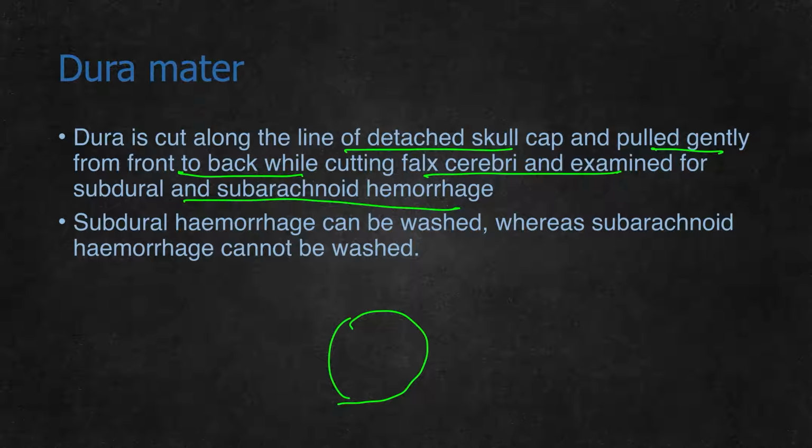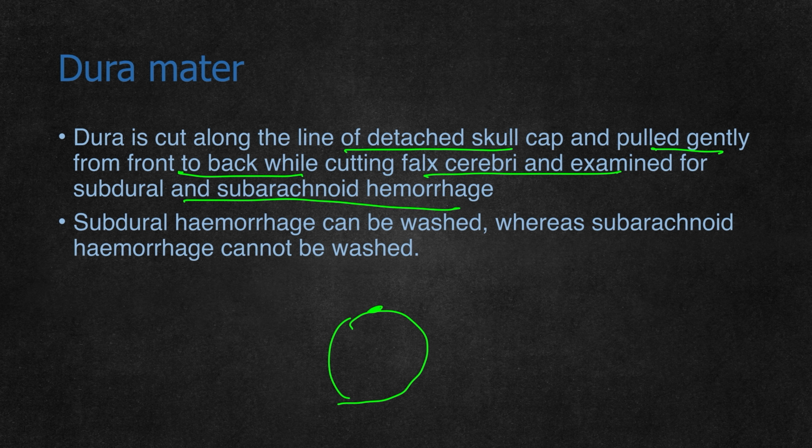Usually the dura is fixed to the falx cerebri in the frontal region. So first the incision is taken and it is reflected backwards, and along the sawed skull line the dura is also cut circularly and exposed backwards. After removing the dura mater, subdural hemorrhage can be washed out.